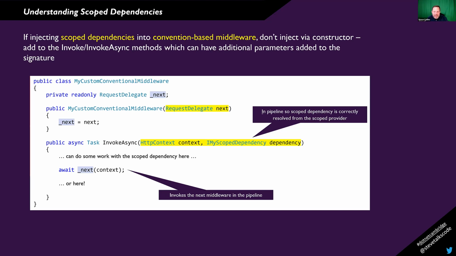You are free to add any scoped or transient dependencies as parameters to the invoke async method if you need to. You might need them to do some work, and typically it might be something like doing some logging or something like that.